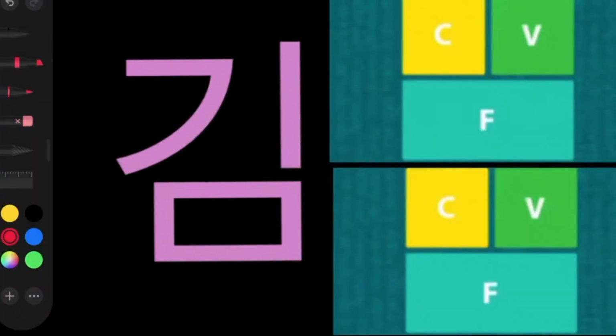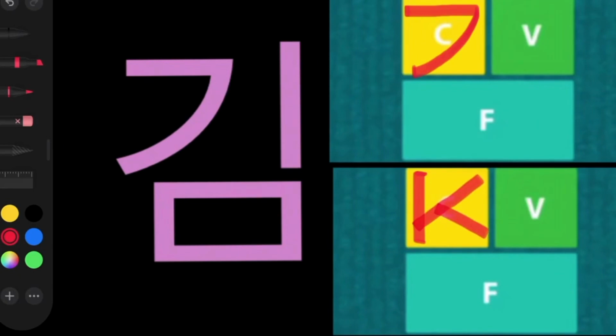The first syllable is Gim, and the first letter in that syllable is G. We'll write that as a K in English. The second letter is I, and that's a soft I in English. The third letter is M. It's written as a rectangle in Korean, and it sounds just like our M.